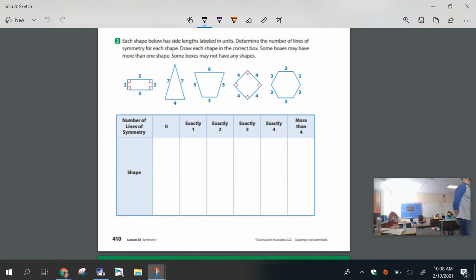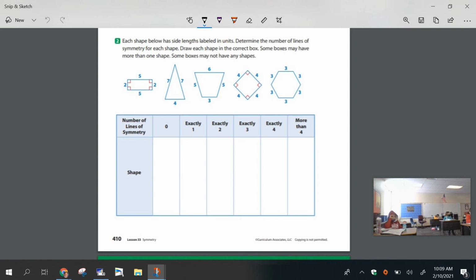The hexagon? Now, if a shape has an equal number of sides and equal angles, you know it will have lines of symmetry. Okay? What did you put, Coy? Yeah, all of them have at least one, so it's a little tricky. All of them, so there is 0.